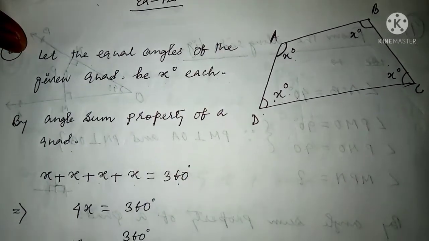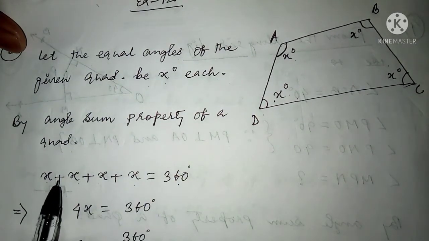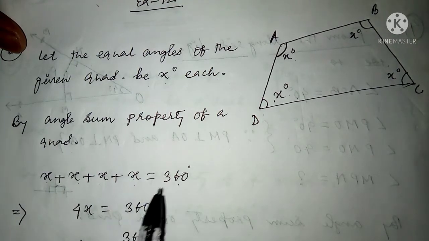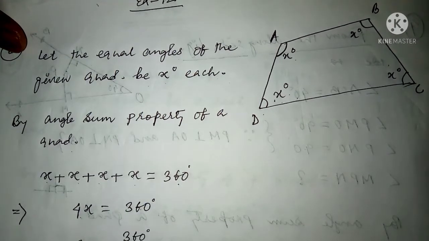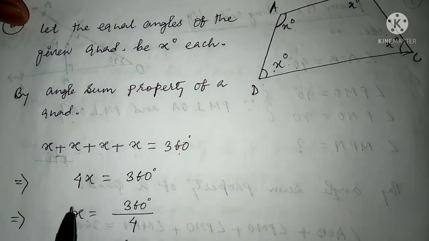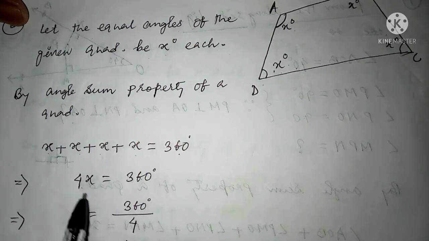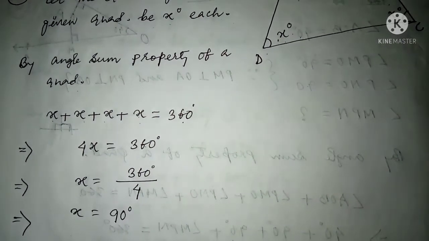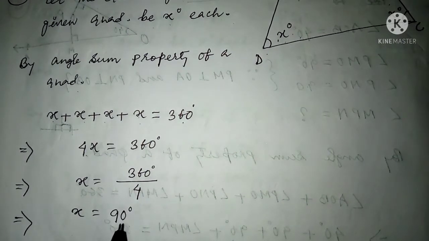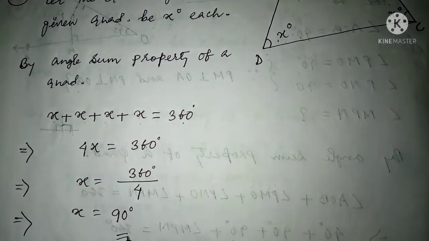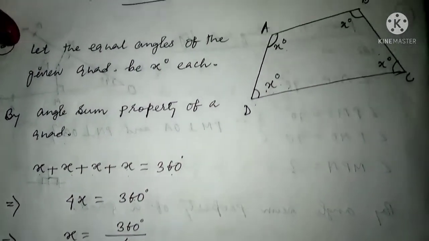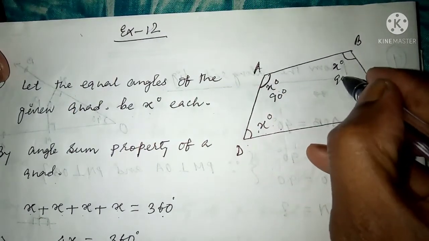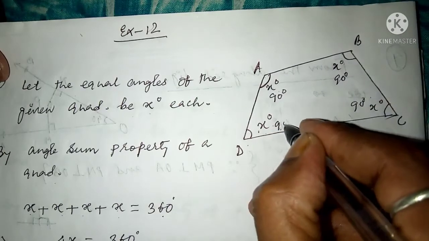Then you can see here, how many times do we have x? 1, 2, 3, 4 times, so that is 4x, equal to 360. Now I need to find the value of x, so I need to write this 4 on the downside, then it will be 360 by 4. Now 4 divides 360 how many times? This is 90. That means x is 90 degree. So all the angles are now 90, 90, 90, 90.